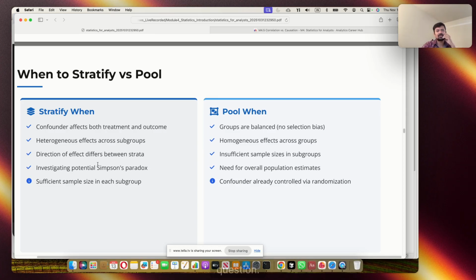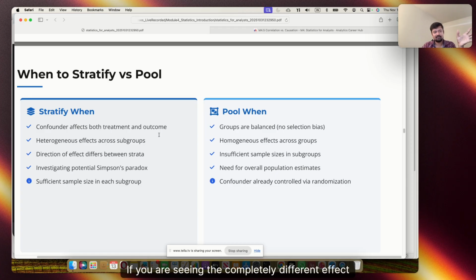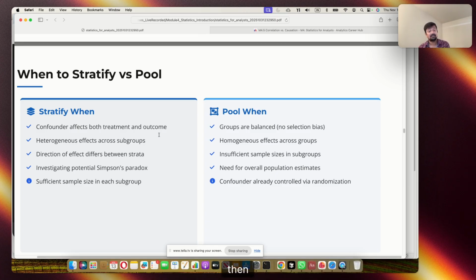And you can answer this question like this: stratify if a confounder affects both treatment and outcome. If that is a confounding factor and it is affecting both, you should definitely stratify and analyze your data separately. If it is a heterogeneous effect across subgroups, if you're seeing a completely different effect in the males and a completely different effect in the females, you definitely need to stratify and analyze separately. If the direction of effect differs between the strata, then you need to stratify and analyze separately. Investigating the potential Simpson's paradox: if you identified the specific potential Simpson's paradox that we discussed for the male and female data, then you need to stratify.